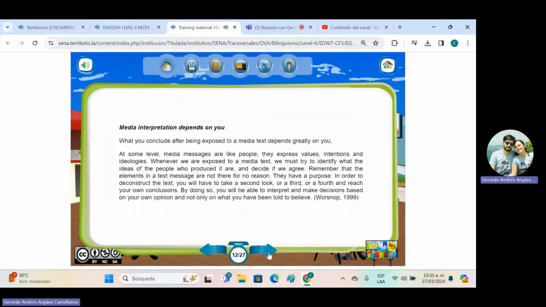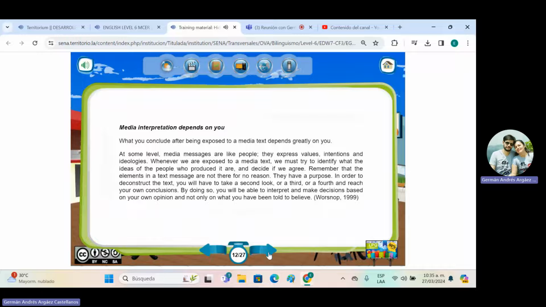Media interpretation depends on you. What you conclude after being exposed to a media text depends greatly on you. At some level, media messages are like people. They express values, intentions, and ideologies. Whenever we are exposed to a media text, we must try to identify what the ideas of the people who produced it are and decide if we agree.